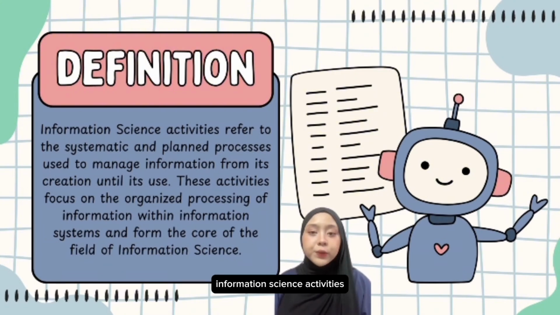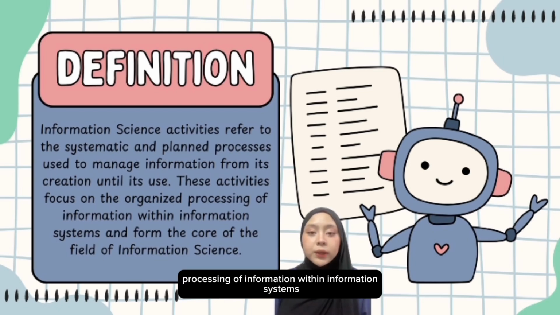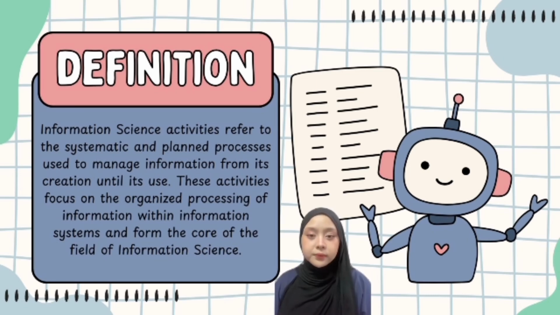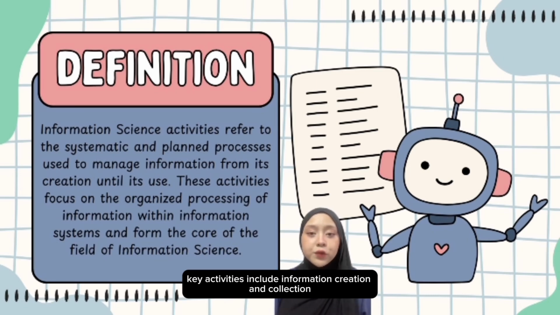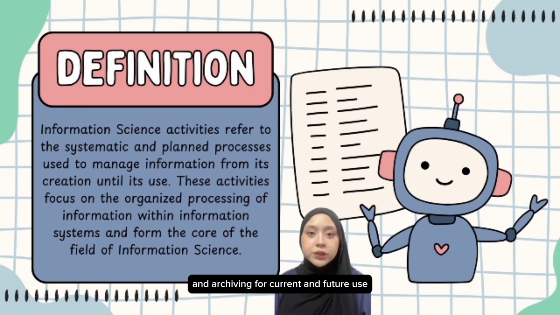Information science activities refer to the systematic and planned process used to manage information from its creation until its use. These activities focus on the organized processing of information within information systems and form the core of the field of information science. Key activities include information creation and collection, information organization through classification, cataloging, indexing, and metadata, as well as information storage and archiving for current and future use.